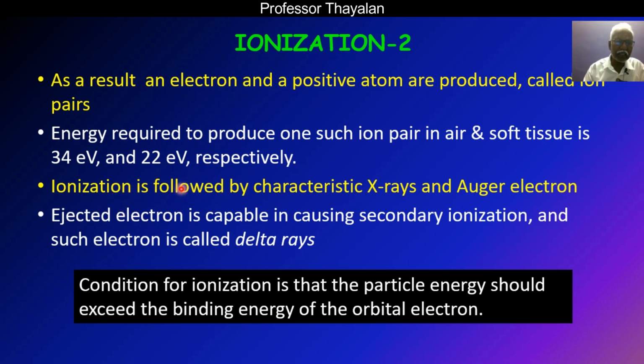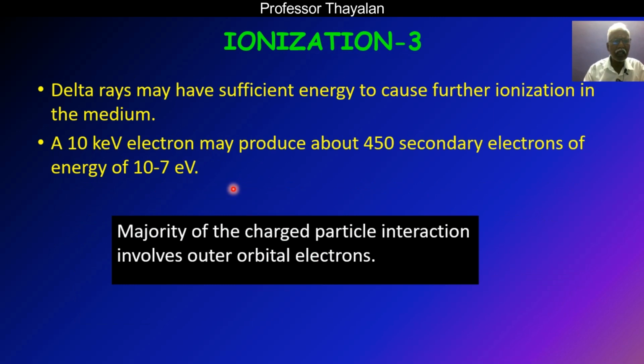What happens after the ionization? Ionization is followed by characteristic X-rays and Auger electrons, which have been explained in the previous lectures. The ejected electron is capable of causing secondary ionization, and such an electron is called delta rays. What are the conditions for ionization? The condition for ionization is that the particle energy should exceed the binding energy of the orbital electrons. The delta ray may have sufficient energy to cause further ionization in the medium.